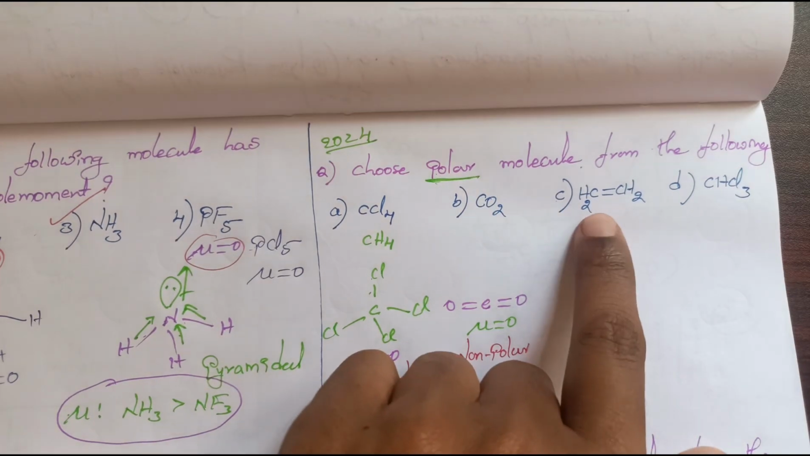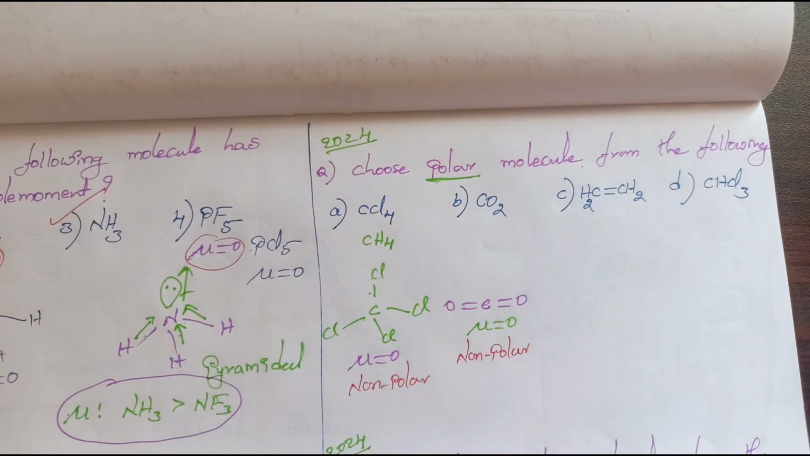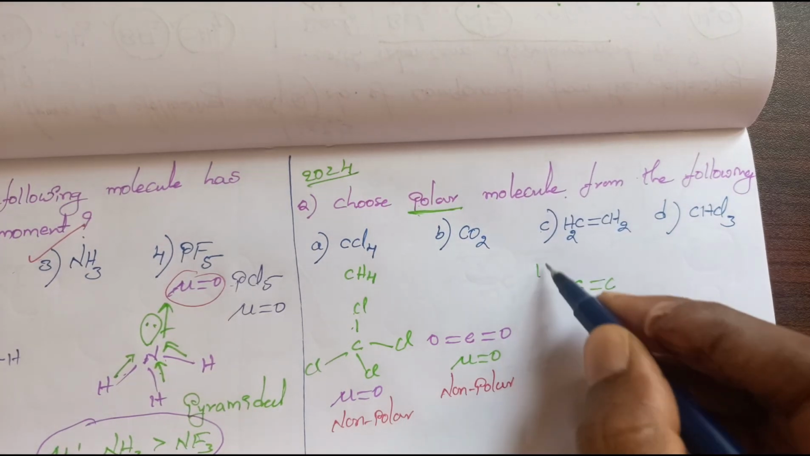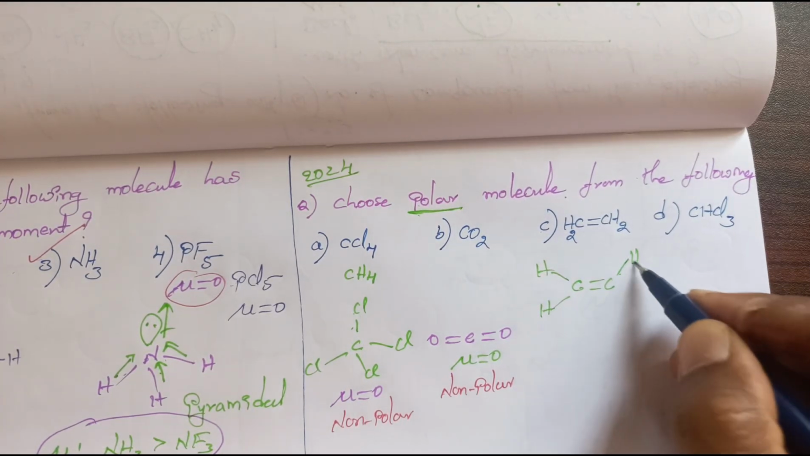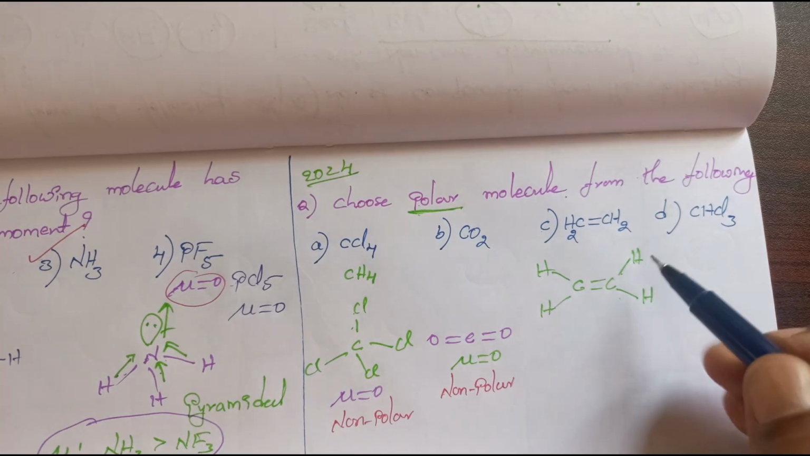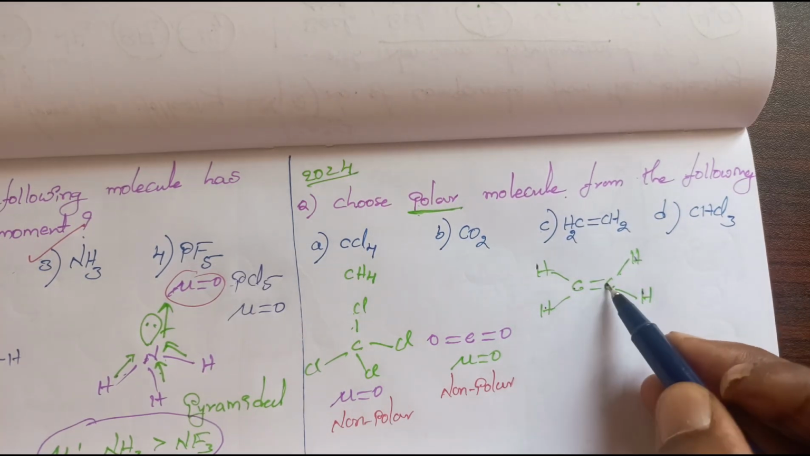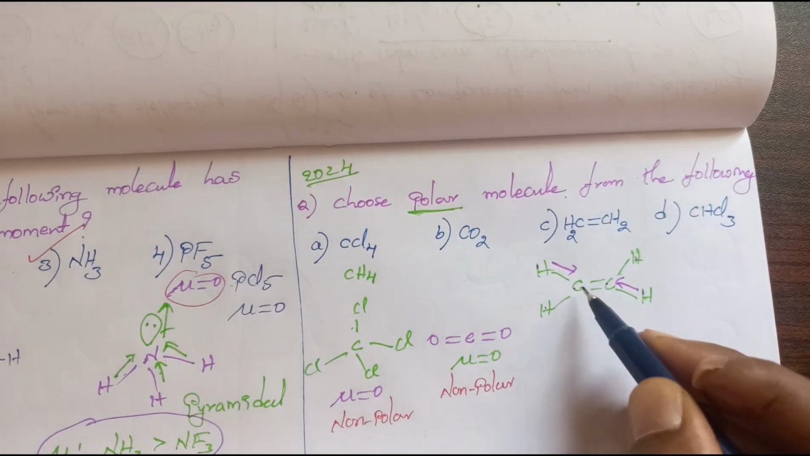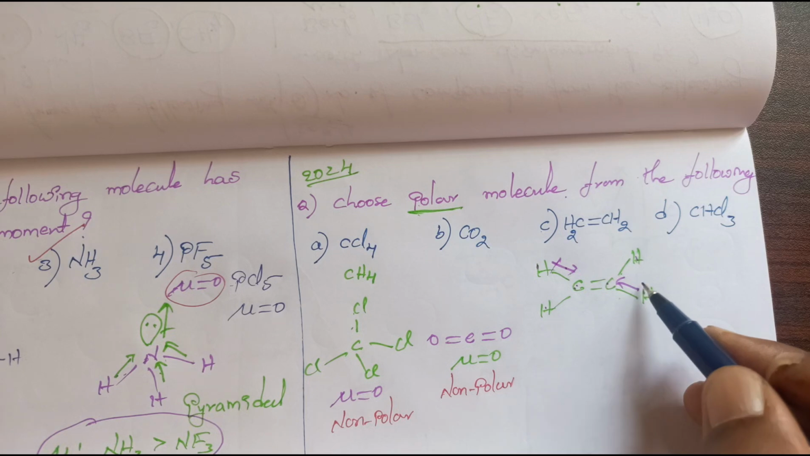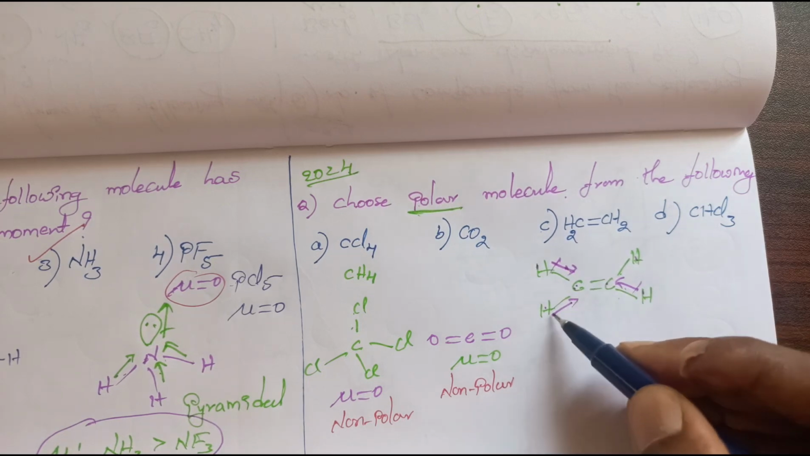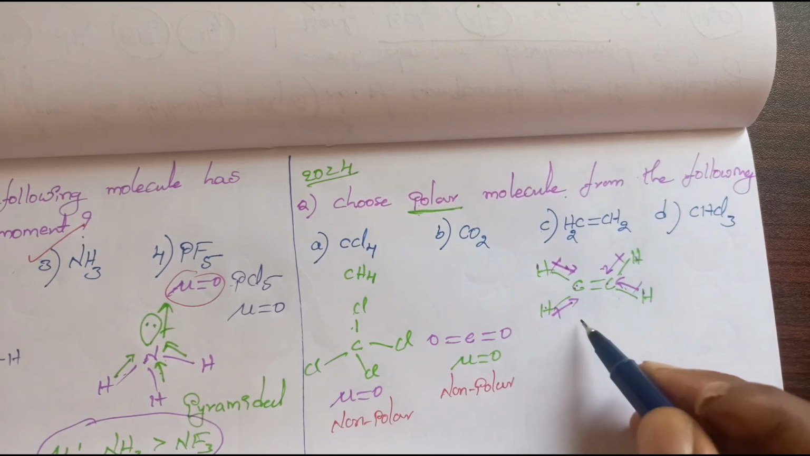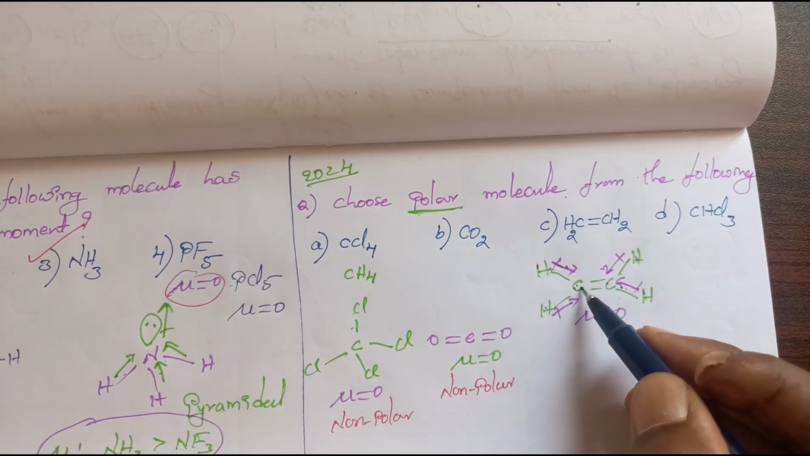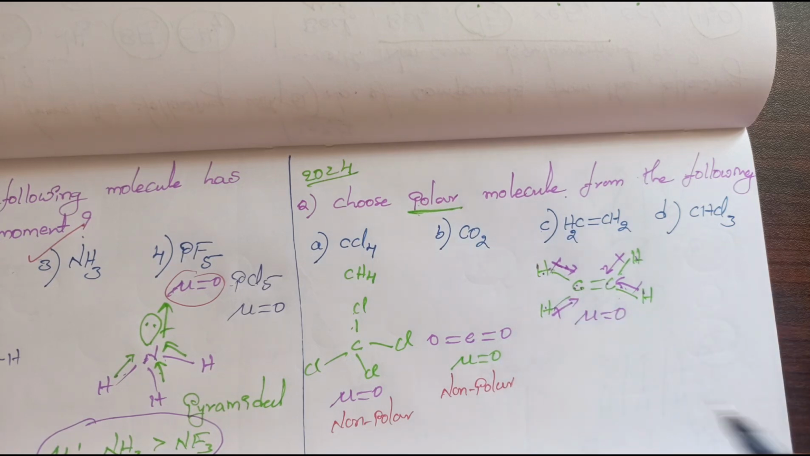Next, C2H2, CH2 double bond CH2, and CHCl3. Here, observe the alkene, ethene. All the surrounding atoms are the same: hydrogen, hydrogen, hydrogen, hydrogen, and carbon, carbon. There is no polarity overall, but the bond dipoles point in this direction and this direction. Carbon is the more electronegative element compared to hydrogen, so the electrons move in opposite directions and cancel each other. So the dipole moment value is 0.